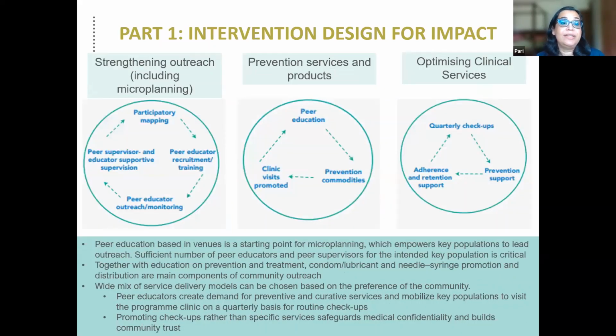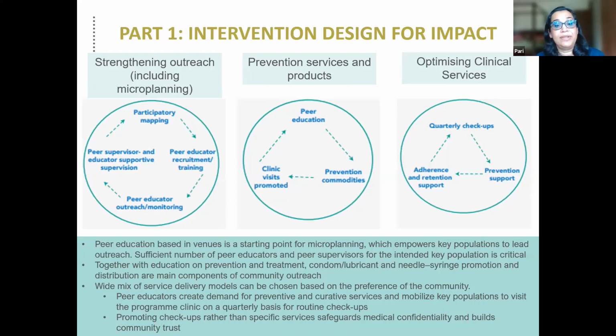Other elements include strengthening outreach. As mentioned earlier, peer educators are a critical part of community outreach. So programs should budget for a sufficient number of peer educators and supervisors based on the population. It's important to budget for the remuneration, phone or travel reimbursements, initial training, and refresher training. Peer education based in venues is a starting point also for micro-planning, which empowers key populations to lead outreach efforts, especially because it builds on knowledge that peer educators have of their communities and to share their experiences with the other key populations who live, work, or meet there.